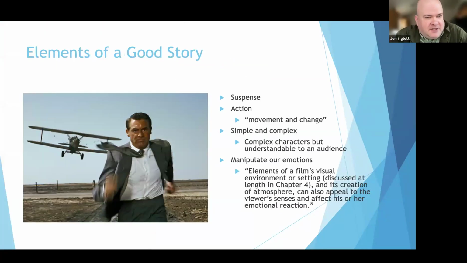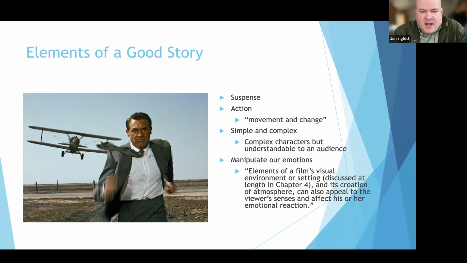What are some other elements of a good story? We have a picture here of North by Northwest and Cary Grant running away from this airplane that's chasing him. So we have suspense. We also have action, movement, and change that occurs within a film. We want to see some action. We want to see some movement. Cary Grant is running, for example, and some change.